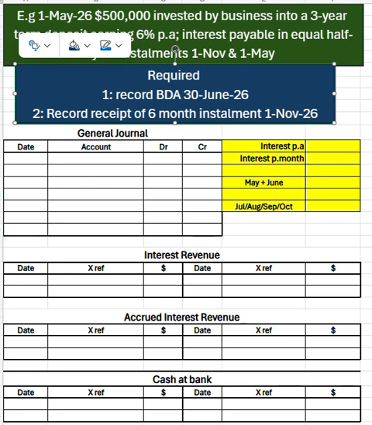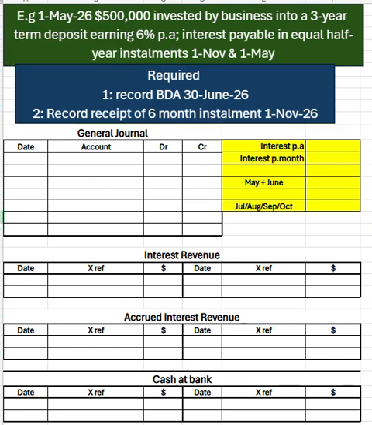So let's work with this example here. So we've got 500k, we've invested into a term deposit, we're earning 6% per annum, and we're getting our interest in 2 half-year chunks, 1st of November and 1st of May. Now, if we look at the blue section here, where we need to record a balance day at the end of our reporting period, which is 30th of June. So we need to do a bit of maths here.